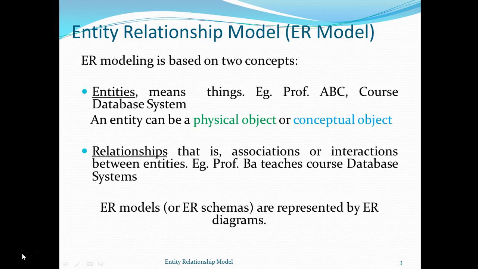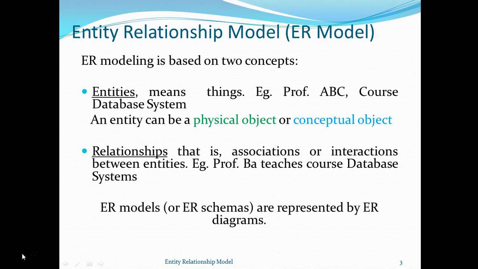ER model, or entity relationship model, is basically based on two concepts, as the name suggests, entities and relationship. Entities is basically any object or a thing that we see in real life. For example, Professor ABC or any course, database systems. So we can say that an entity can be a physical object or a conceptual object.